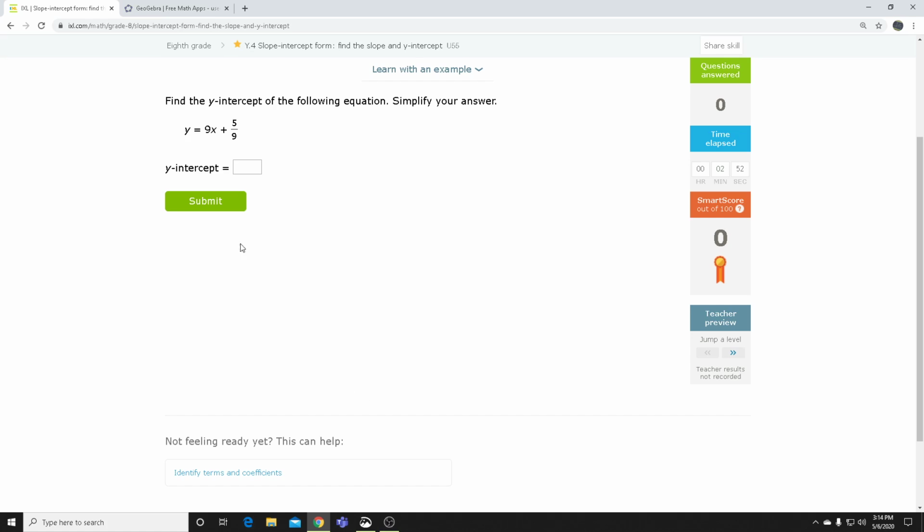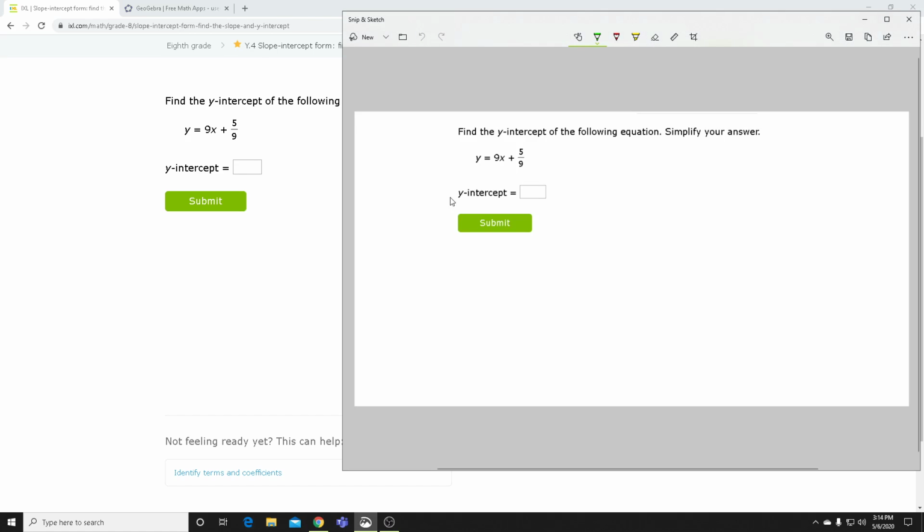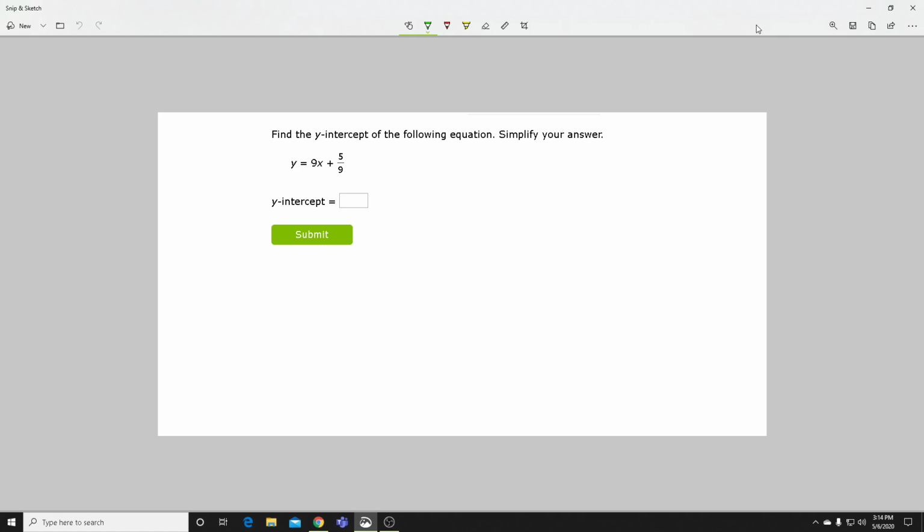So this first question says, find the y-intercept of the following equation. Simplify your answer. We have y is equal to 9x plus 5/9. Okay? I want to first talk about this with just the equation on its own, and then we're going to look at the same question with the graph, and then I'll go through a few more examples after that.